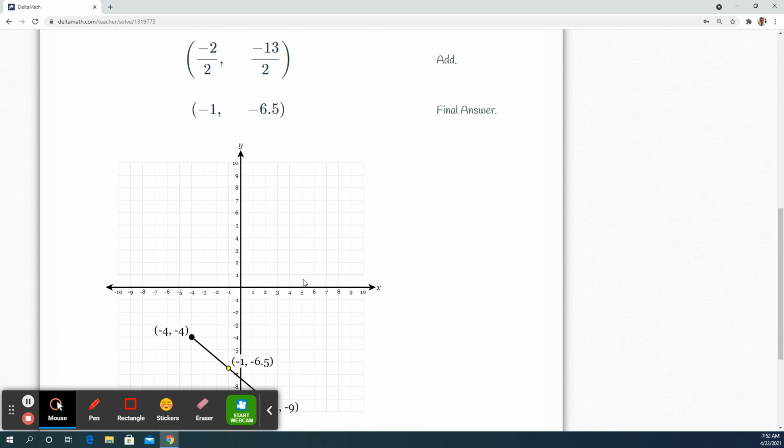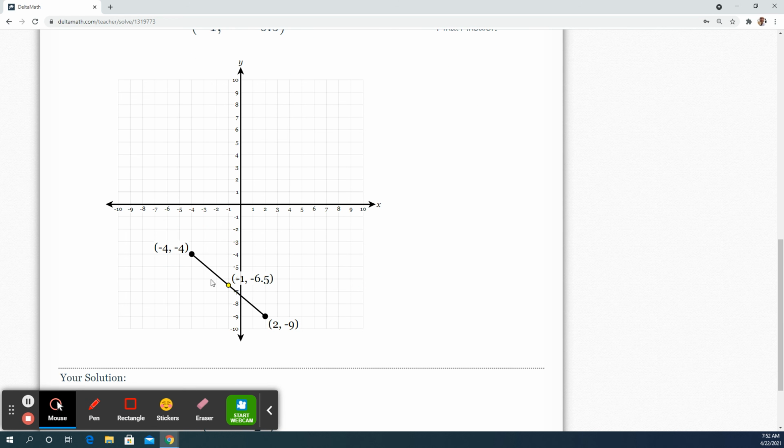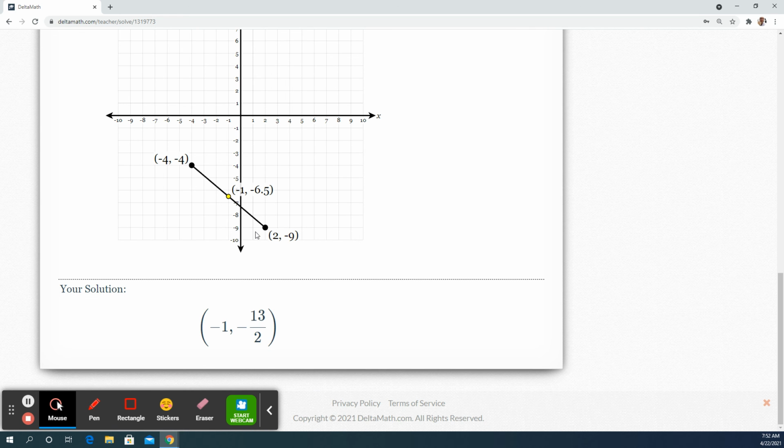If this were a test question, definitely graph it to make sure that your point is in the region that it should be in. It doesn't have to be absolute. We can't really use the graph to find the answer, but we can use the graph to check to see if our answer makes sense. If this were a test question, do what you can to get it right.